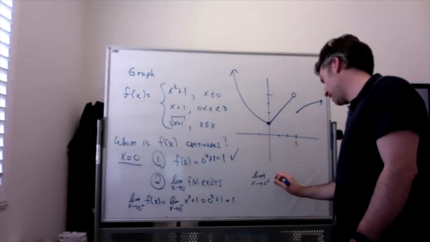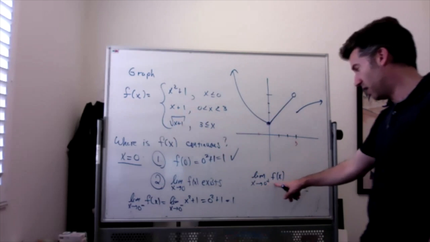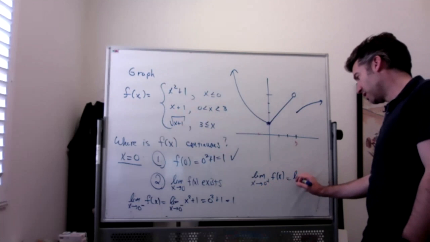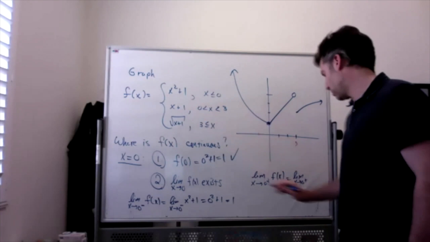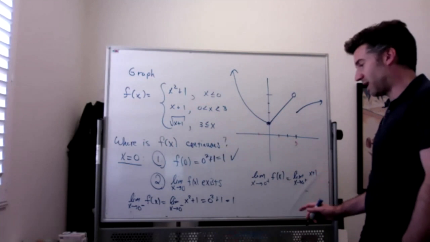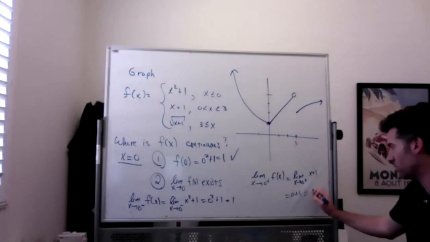So that's that. The limit as x approaches 0 from the right of f of x is the limit as x approaches 0 from the right of x plus 1. And again, I can just plug in 0 and get 0 plus 1, which is 1.